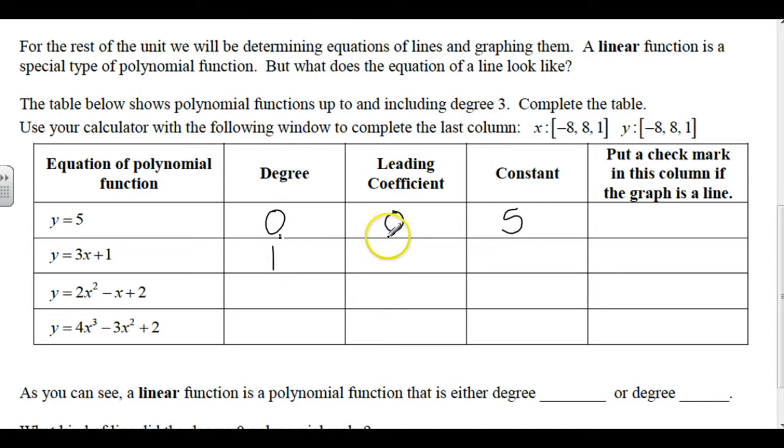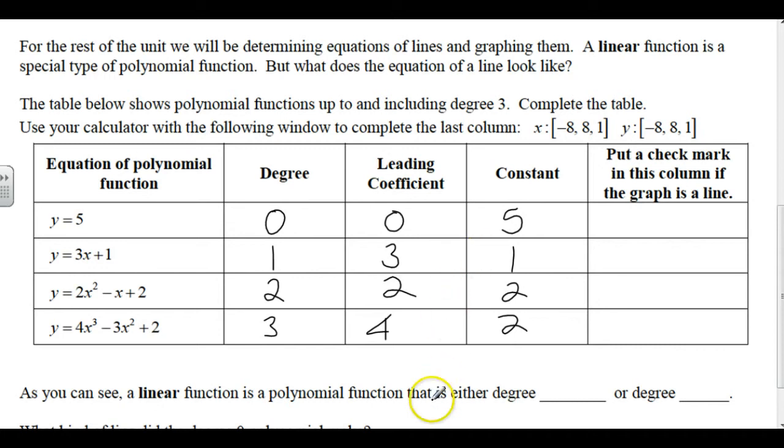This is of degree 1. Leading coefficient is 3, and the constant is 1. This is of degree 2. Leading coefficient is 2, and the constant is 2. This is of degree 3. The leading coefficient is 4, and the constant is 2.